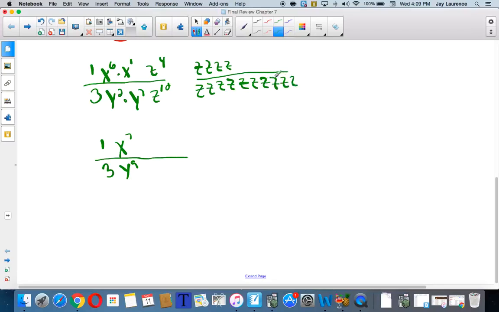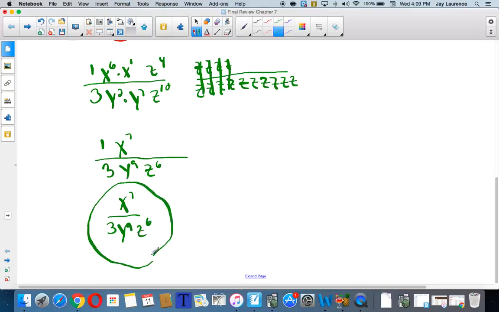And then some of them are going to cancel out, right? There's going to be 6 z's being multiplied left over. Where are the leftovers? In the denominator. Z to the 6th. So the best answer, the simplest answer, if you put the 1 there, I won't mark off, but the simplest answer would be x to the 7th over 3y to the 9th, z to the 6th. And there you go.